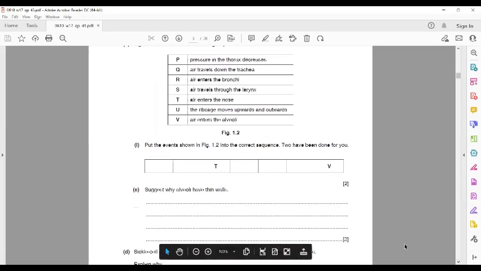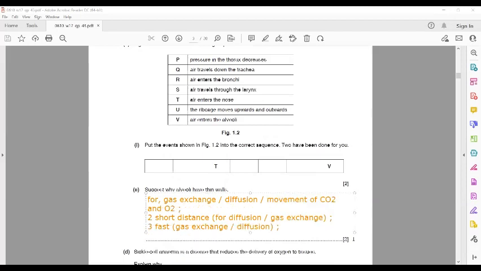So why do alveoli have thin walls? For gas exchange, diffusion, the movement of CO2 and O2, over a short distance. If you didn't write this one, you can substitute with another answer, which is fast gas exchange or diffusion. So at least you have to mention two of them. One is gas exchange, two is a short distance.